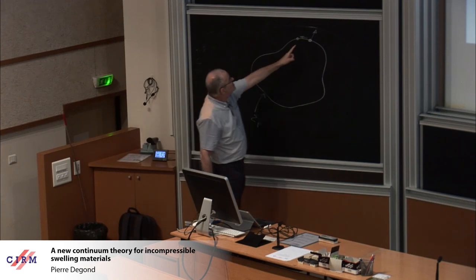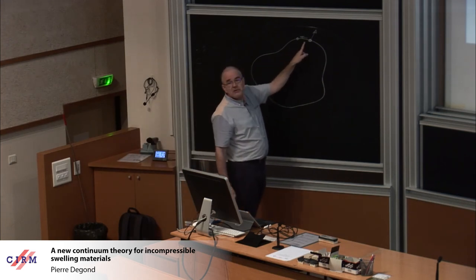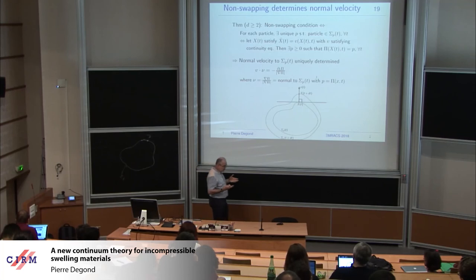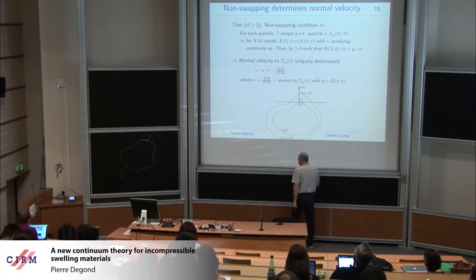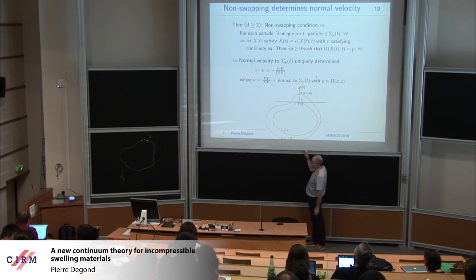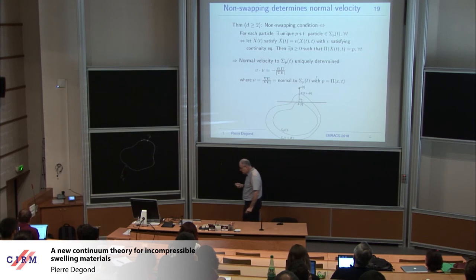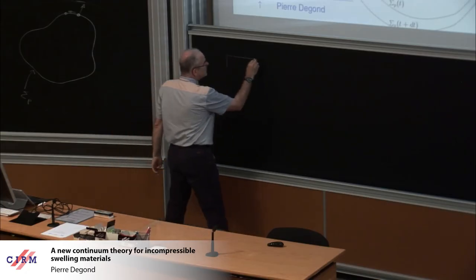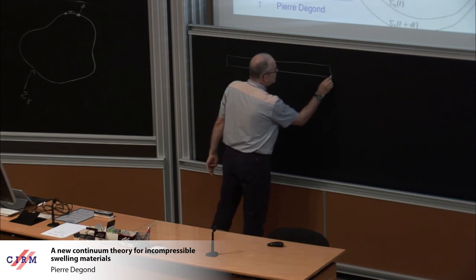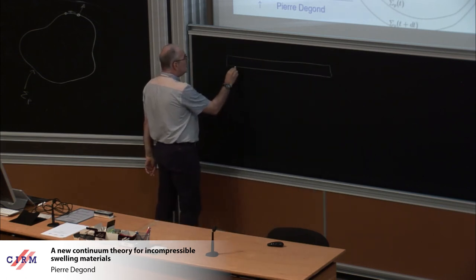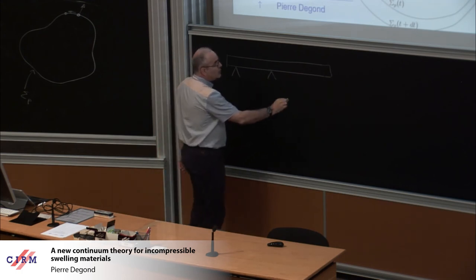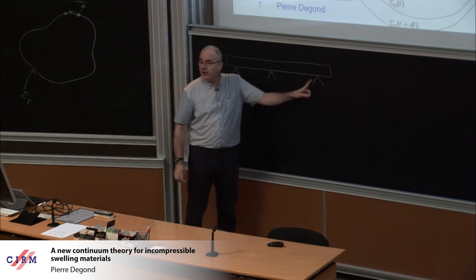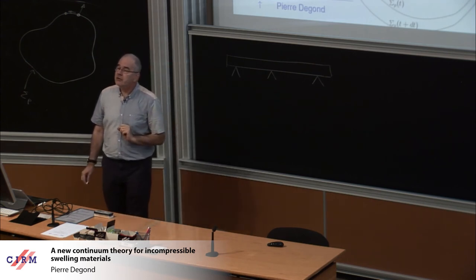So the tangential velocity is not unique, and this is due to the fact that we are really looking at static problems. You know, in statics, if you do not introduce continuum mechanics, then the problem is not unique. If you take a beam, right, and you take three points to support it, and you want to compute the reaction force on these three points, then there is not a unique solution.